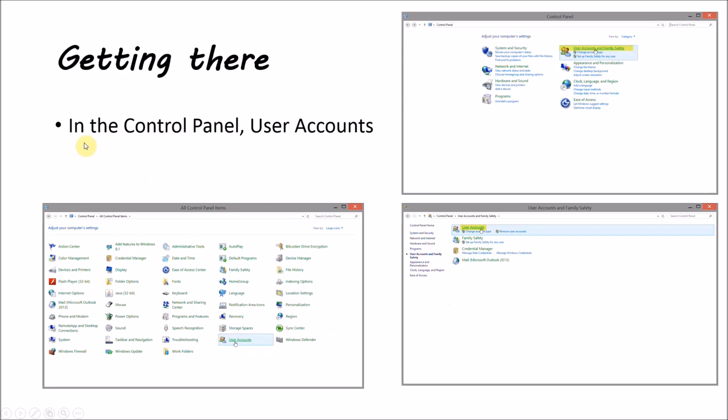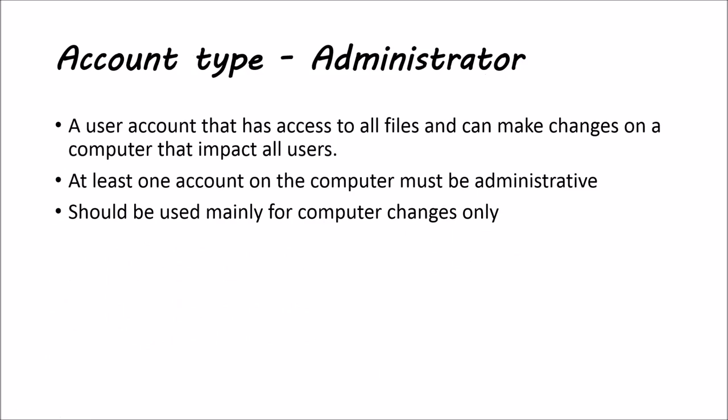So, getting there, from the Control Panel, you would just go to User Accounts if you're in Icon View. And in Category View, you would click on User Accounts and Family Safety, and then click on User Accounts. And that would bring you to the User Accounts section. So there's two different types of user accounts.